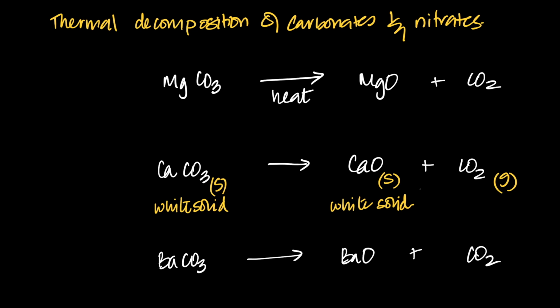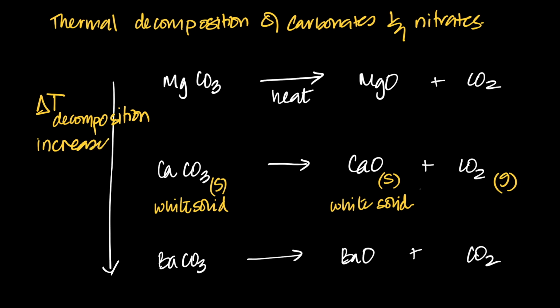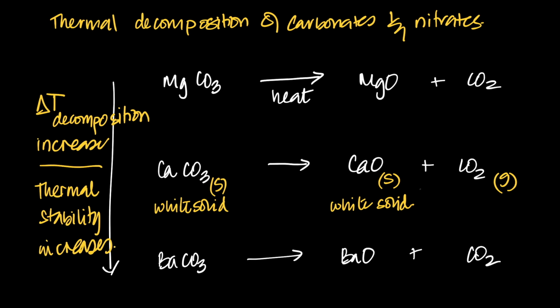And the reason why it increases, so as you go down the group, and I'll make this line, the temperature delta T for decomposition will increase. What that means is that thermal stability increases down the group of these guys. The more energy needed to decompose them. Now, please don't confuse this with reactivity. That's the reactivity of elements. This is our carbonates. Now, what happens is when you heat them, they become oxides and carbon dioxides, but their thermal stability is going to increase.